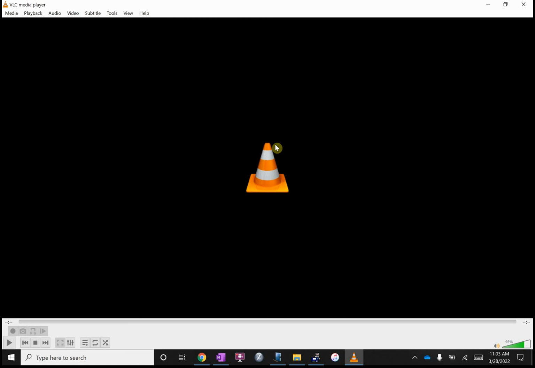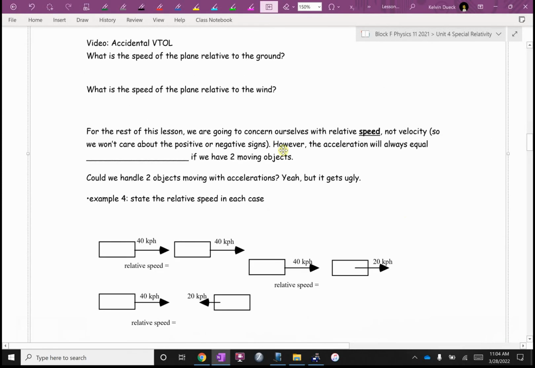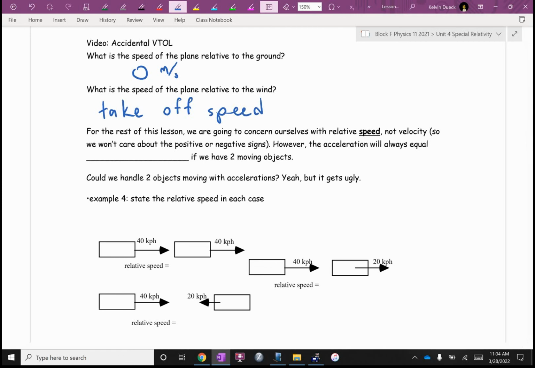Okay. How fast was that plane going relative to the ground? Everybody? Zero. How fast was it going relative to the air? Takeoff speed. So, what is the speed of the airplane relative to the ground? You already answered this. 0 meters per second. What was the speed relative to the wind? 0.